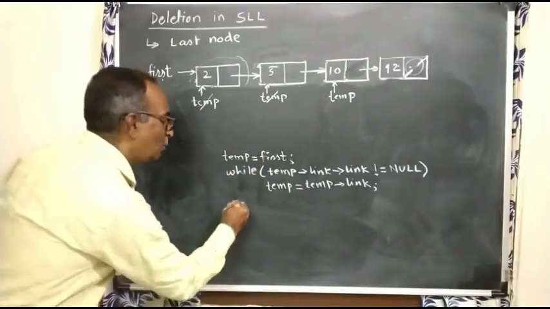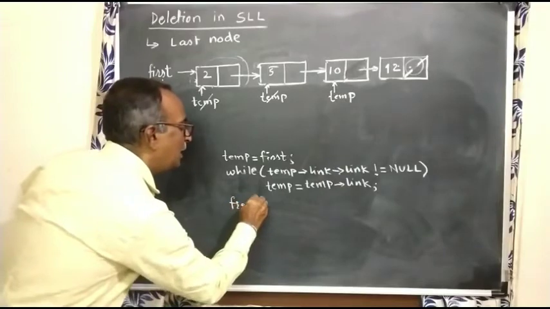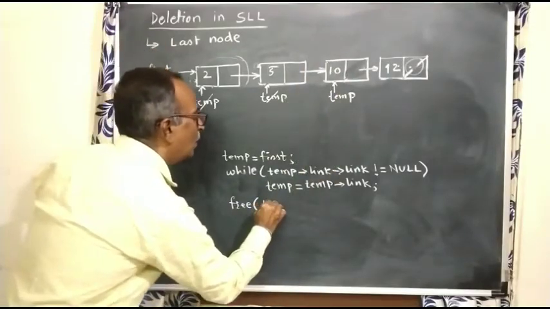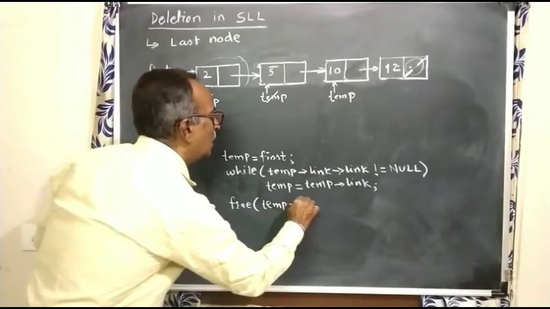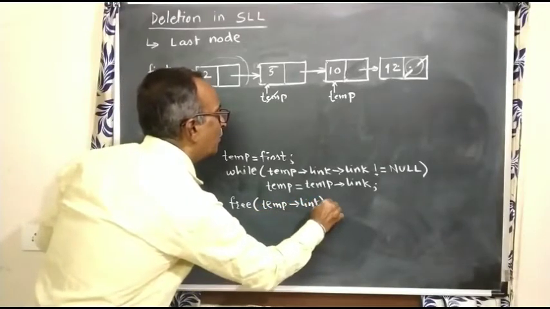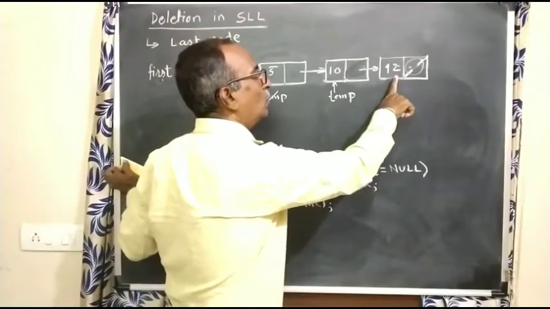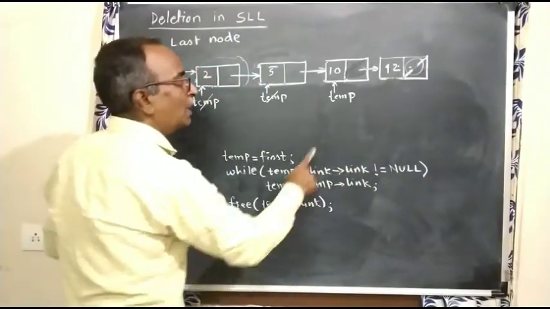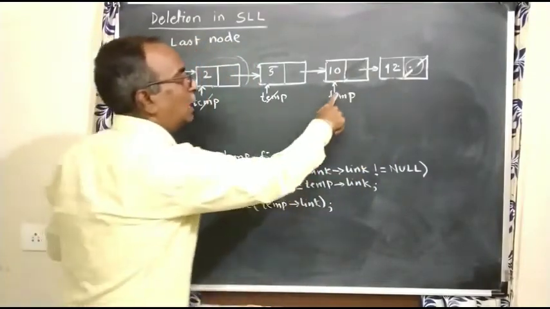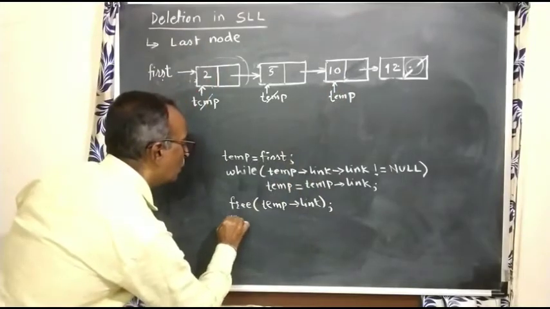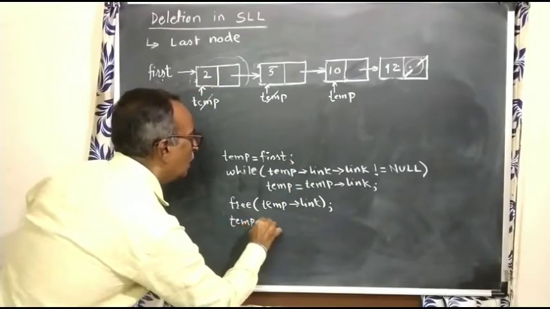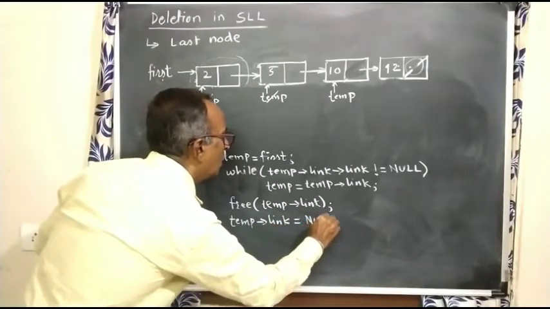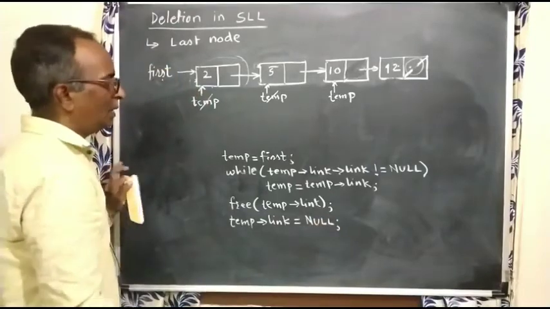Now what steps do we have to do after this? You can free that node, whatever memory you have allocated. How to do that? Temp's link. You are freeing the memory given to this node. This node's address is temp link. So you are freeing that. Then what? This temp's link field has to be made null. That's it. This is the central logic.